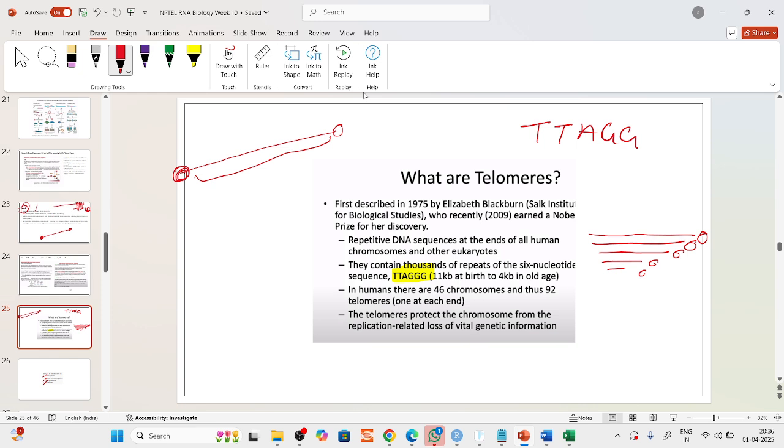Because if telomeres are there, then only the correct and full information is passed from the parent to the progeny. Do not think that telomeres are not important. The only problem is that anything beyond a certain level is bad for us. So telomeres are important, but if there is uncontrolled division and there are a lot of telomeres so that the cell will not die anytime, then that is a problematic situation.